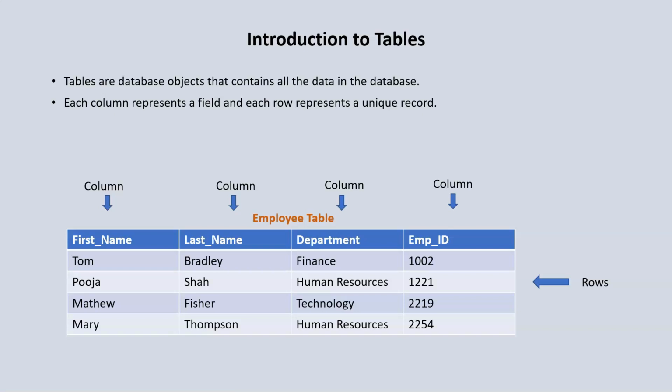In the employee table, we have the information of our employees. Tom Bradley in the finance department, employee ID 1002. Pooja Shah, human resources, employee ID 1221. We have Matthew Fisher in technology, employee ID 2219. And Mary Thompson, human resources, employee ID 2254. So all of these are rows, and those are the records within the table.